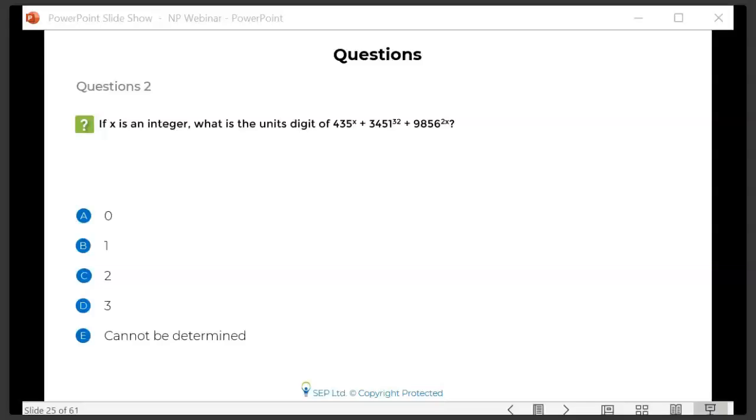I would request all of you to mark the answer. It's okay if you get it wrong. In the GMAT also, you won't be able to skip any question. So mark what you think would be the best answer. Okay, I'm ending the poll now.